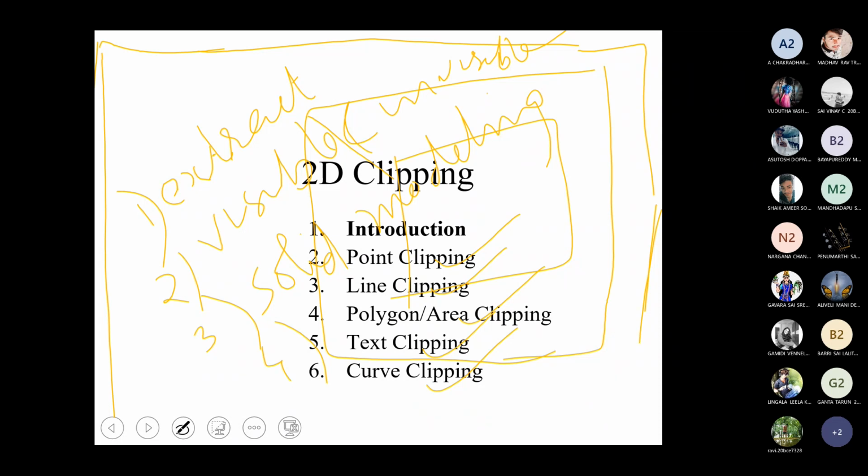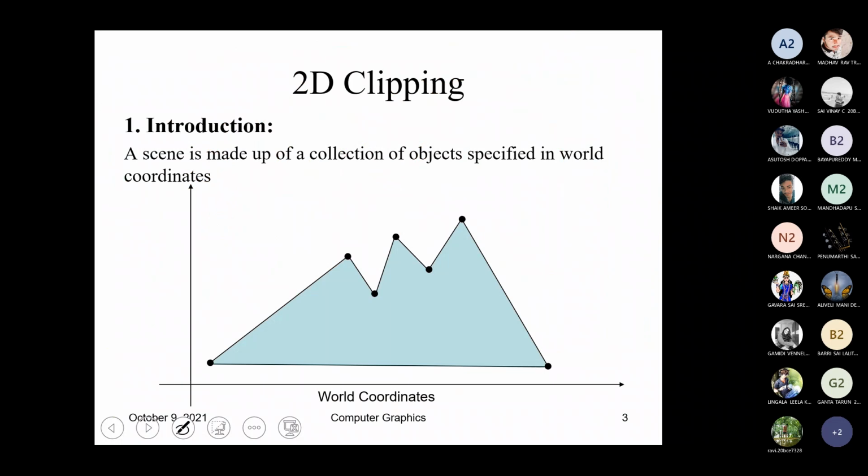Mainly, we have to study each type of clipping one by one now. Point clipping, what do you mean by point clipping? One by one we will see. We have two-dimensional clipping as well as three-dimensional clipping. For your syllabus we have only two-dimensional clipping.